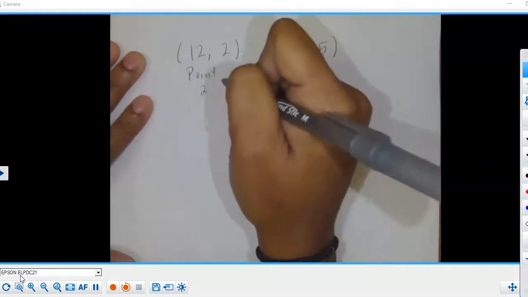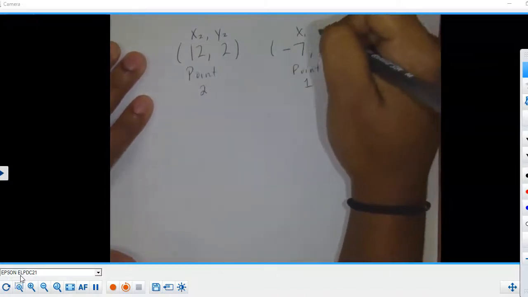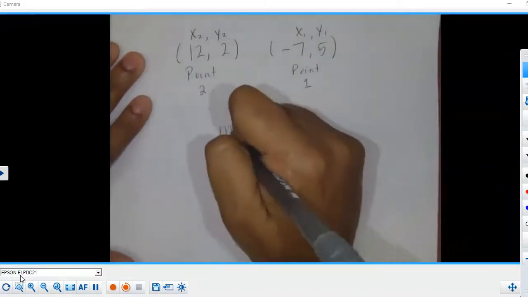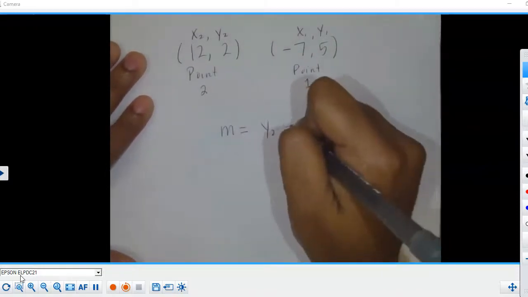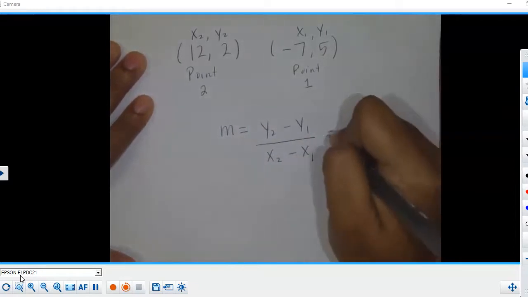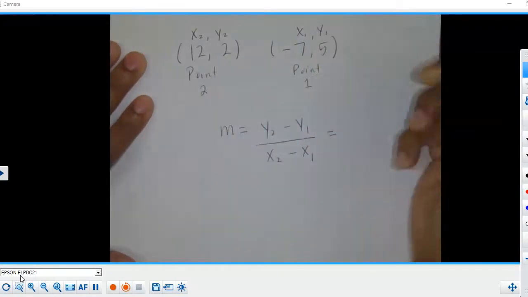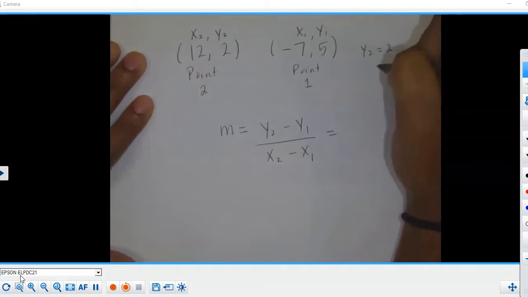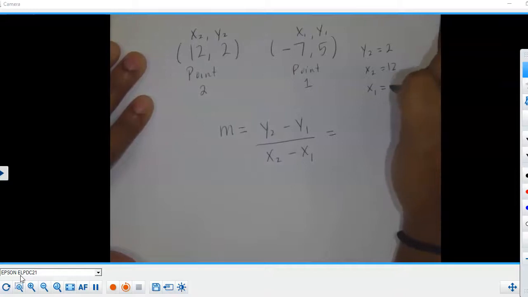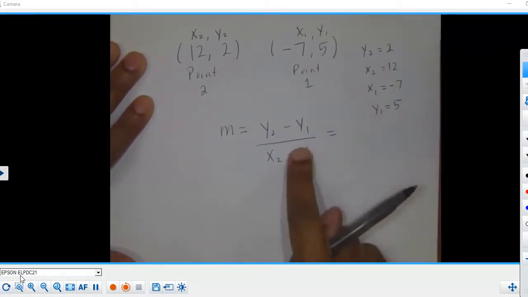So if this one is point 2, then this is my x2, y2. This is x1, y1. The formula says, again, you don't change the formula. It's y2 minus y1 over x2 minus x1. All right? So very carefully, ready? y2 is this one, right here. y2 is equal to 2, and I'll list them on the side for you. x2 is 12, x1 is equal to negative 7, and y1 is equal to 5. So I just list them if you want to do that beforehand, and then maybe that helps you to see how to plug them in.